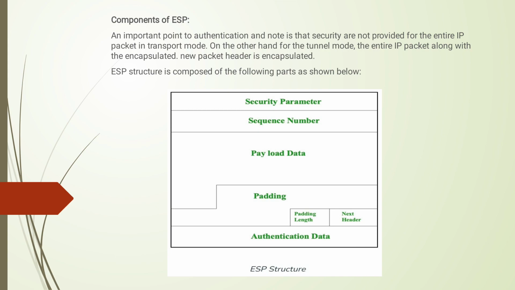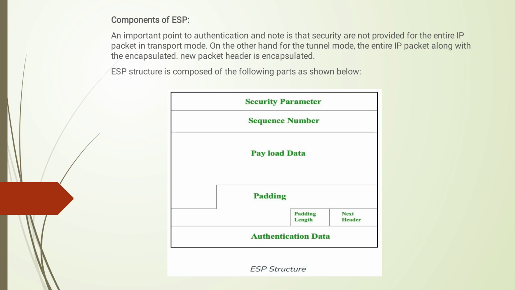This is a block diagram of ESP. It consists of security parameter, sequence number, payload data, padding and authentication data. In the pad there is a small section, that is pad length and next header.